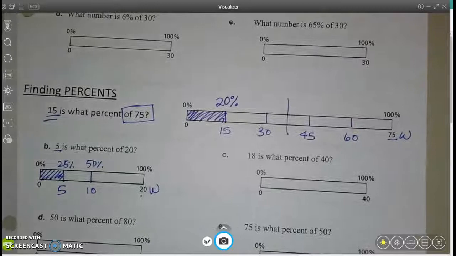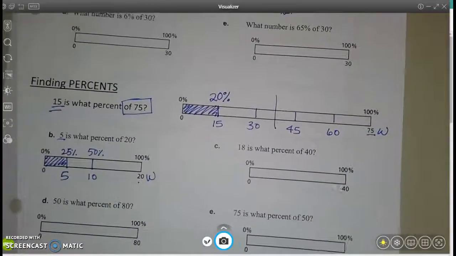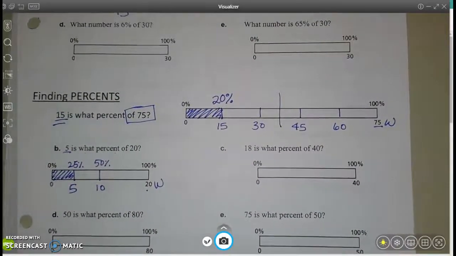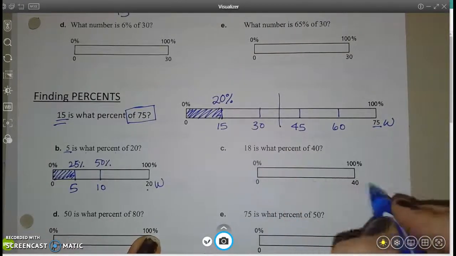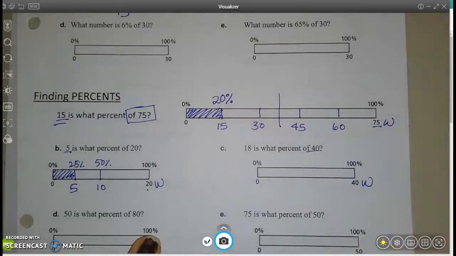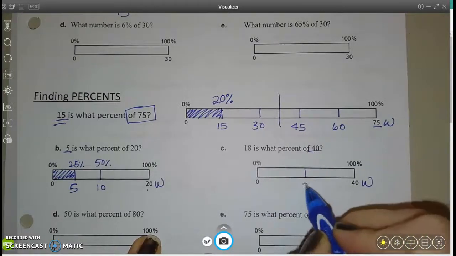And sorry, I'm trying to zoom here correctly. Let's look at C, 18 out of 40. 18 is what percent of 40? Well, of 40 tells me my whole. So 20 would be right in the middle.